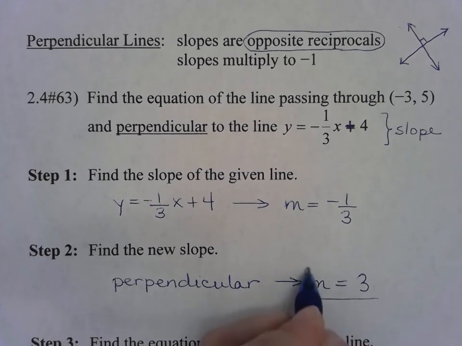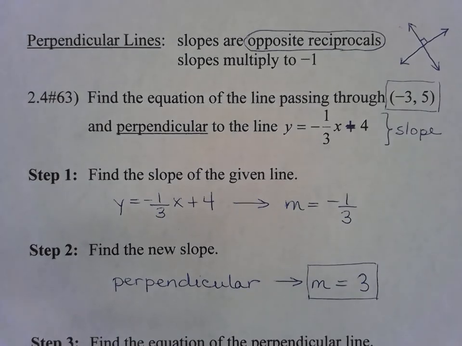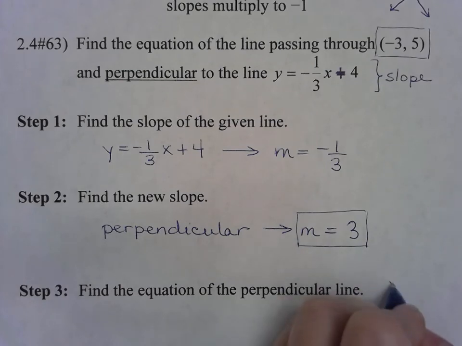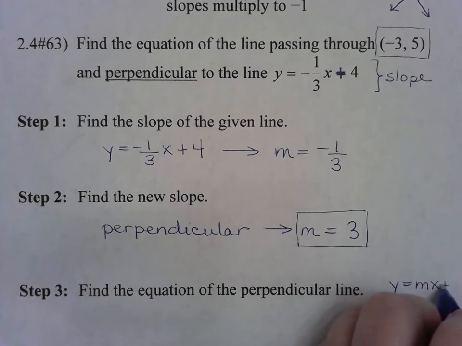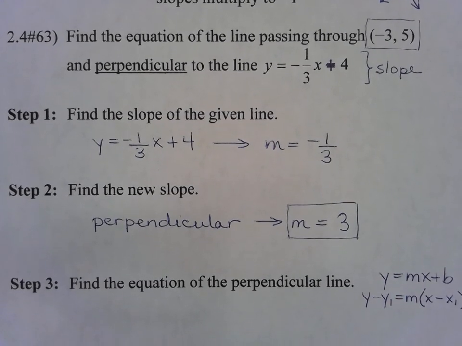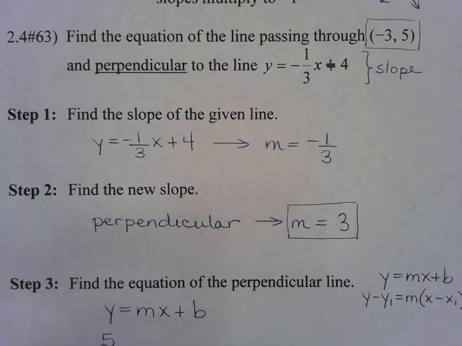Okay, once we have our slope and we have this point up here that we haven't used yet, now we can find the equation of the line in step 3. Again, either tool is just as good, whichever one you prefer. This time I'll use y equals mx plus b. So this time I'm going to put in my x and my y and my m, and I'm going to use that to solve for my b.